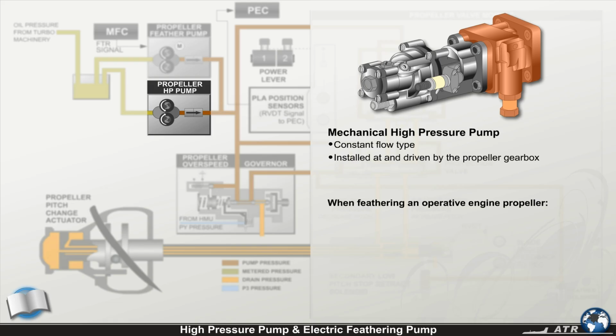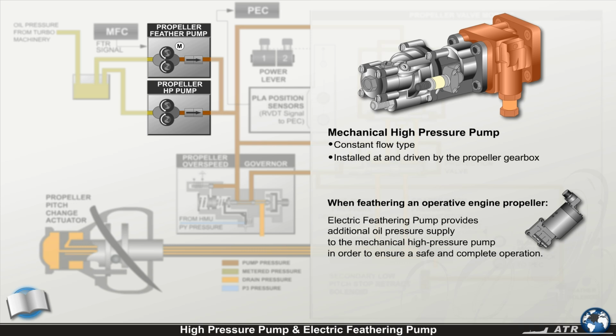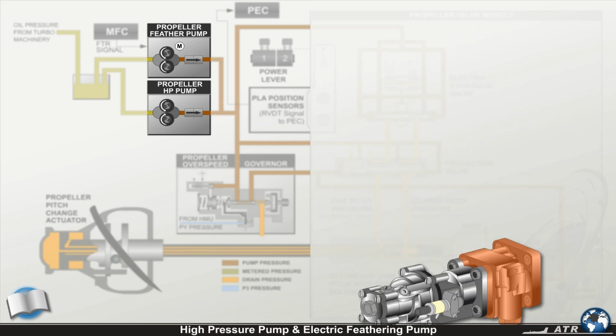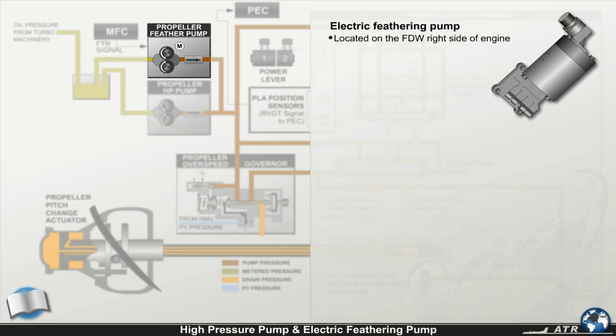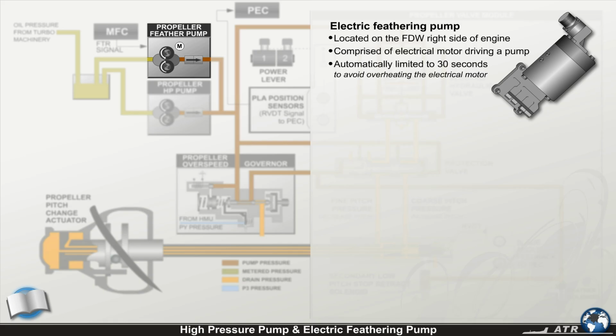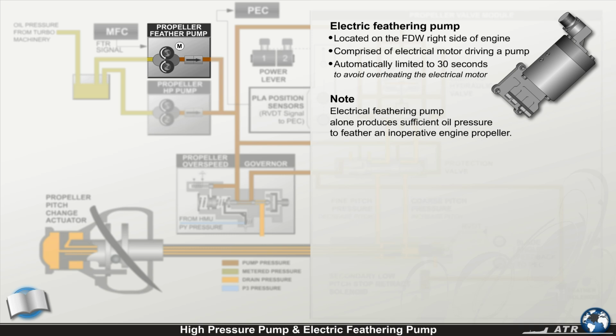When feathering an operative engine propeller, the electric feathering pump provides additional oil pressure supply to the mechanical high-pressure pump in order to ensure a safe and complete operation. The electrical feathering pump is located on the forward right side of the engine and is comprised of an electrical motor driving a pump. Its operation is automatically limited to 30 seconds to prevent overheating the electrical motor. Note that the electrical feathering pump alone produces sufficient oil pressure to feather an inoperative engine propeller.